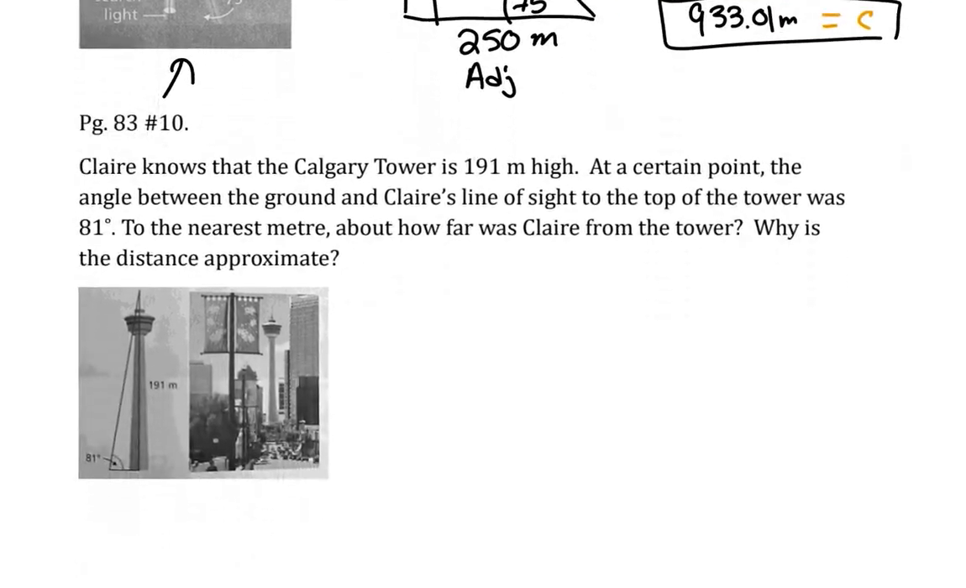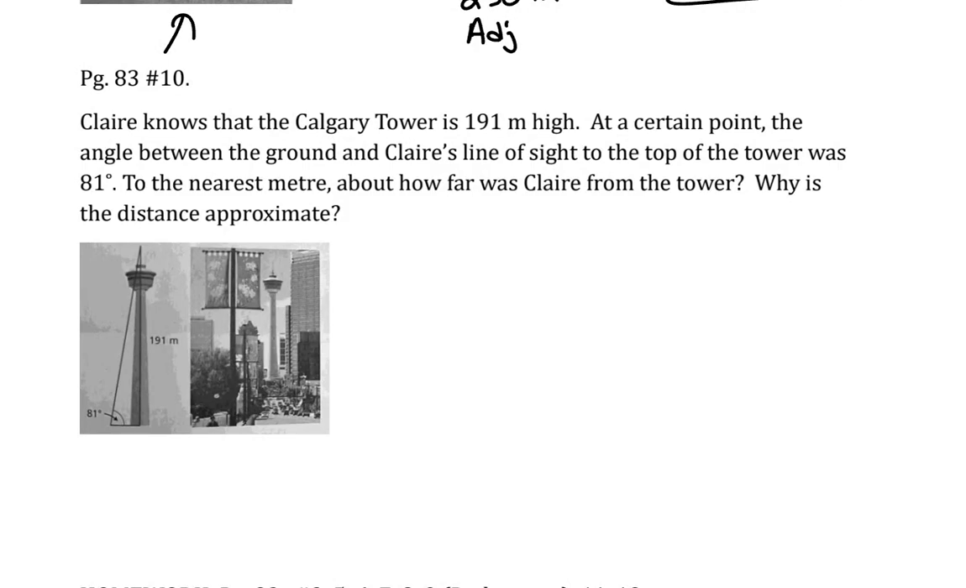Okay. Last but not least, last question here. Claire knows that the Calgary Tower is 191 meters high. At a certain point, the angle between the ground and Claire's line of sight to the top of the tower was 81 degrees. To the nearest meter, how far was Claire to the tower? Why is this distance only approximate? And we'll talk about that.